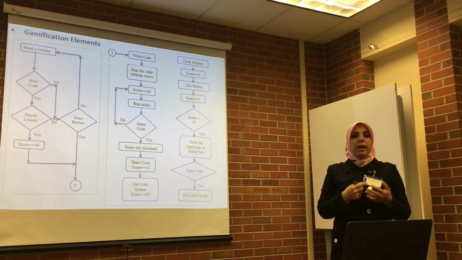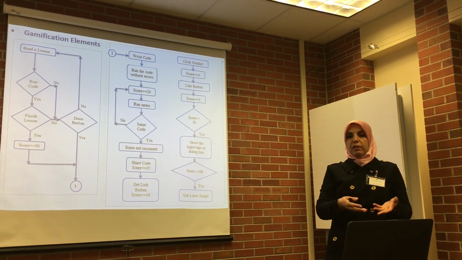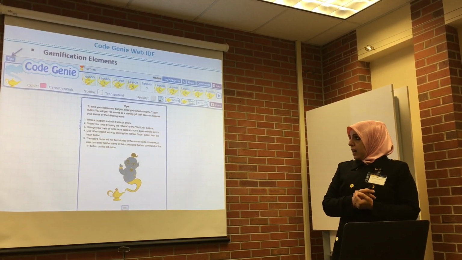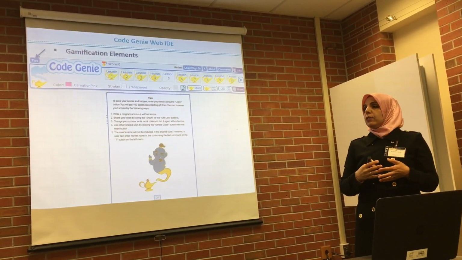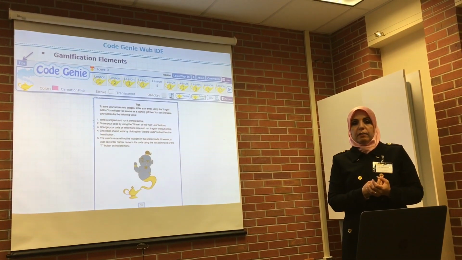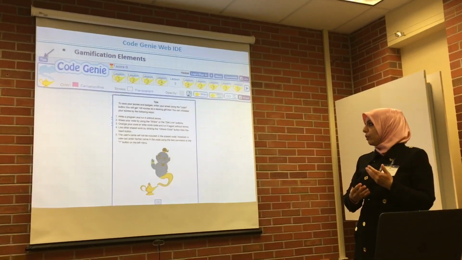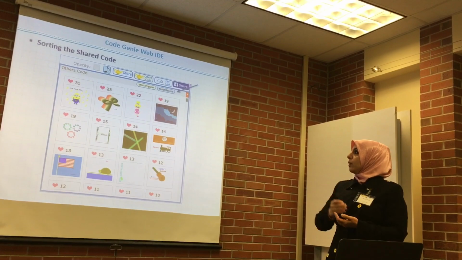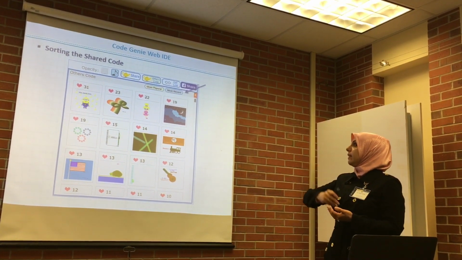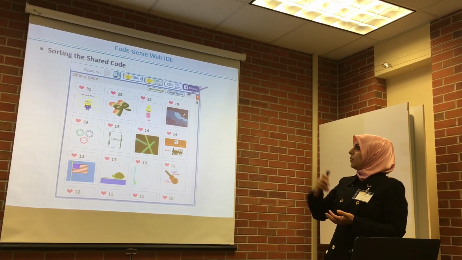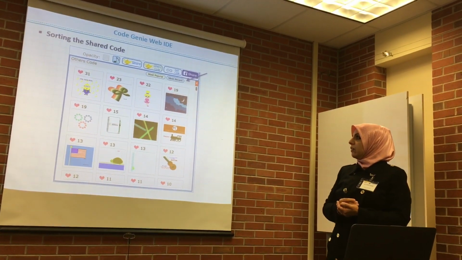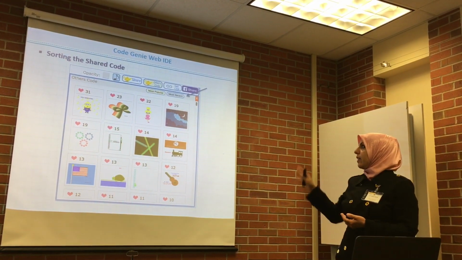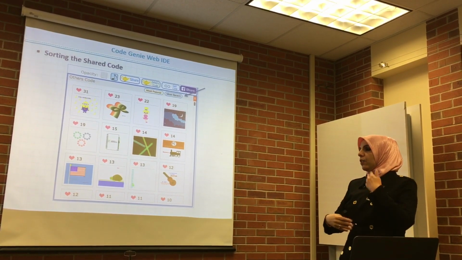If the scores are more than 500, then the student will get a new badge. Tips were also added to let the user know how to use the environment and how to get more scores. Sorting the shared work by most popular and most recent was also added in the new update. The most popular is the shared work that has more likes than the others, and the most recent is the latest shared work.